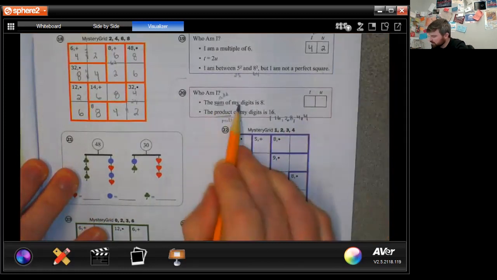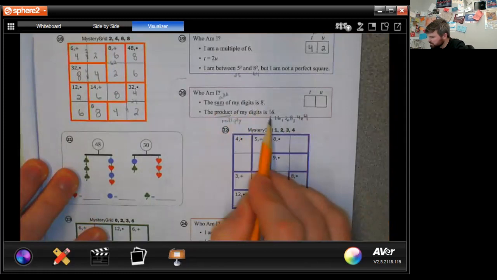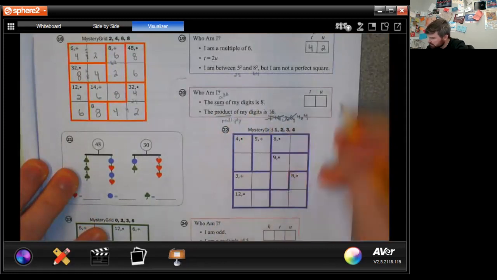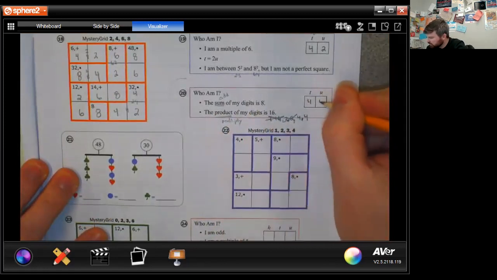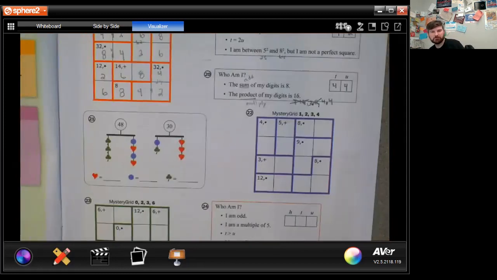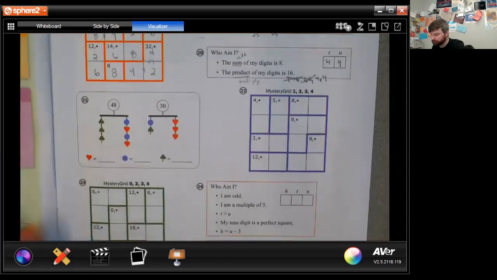Then the sum of my digits is 8. Well, I can't use 1 and 16. 8 plus 2 is 10. I can't use that. 4 and 4 is 8. So this number is 44. Okay, so we got to understand products and finding factors.